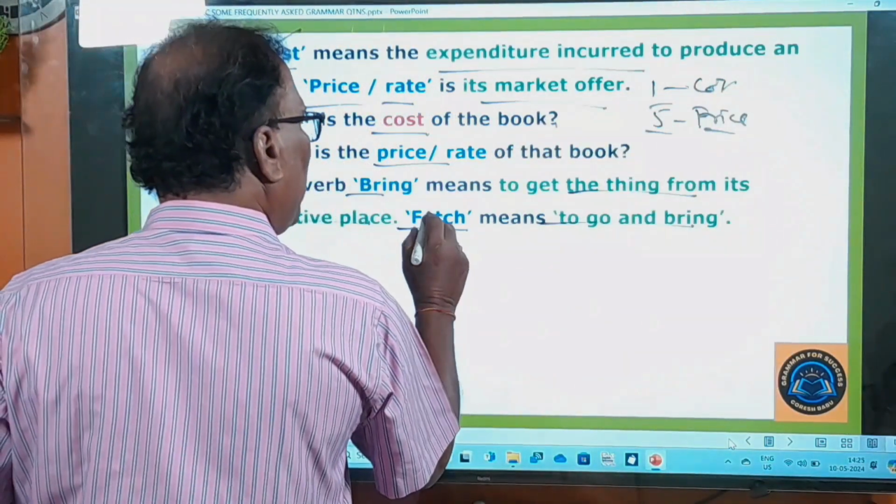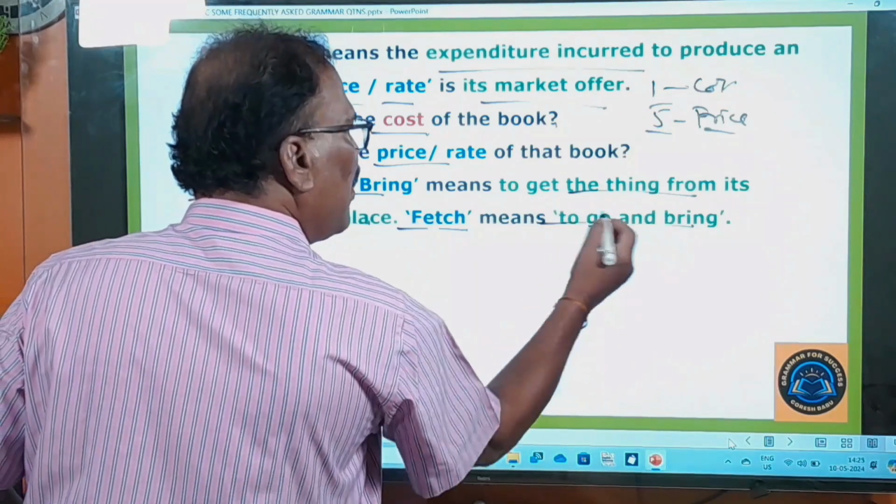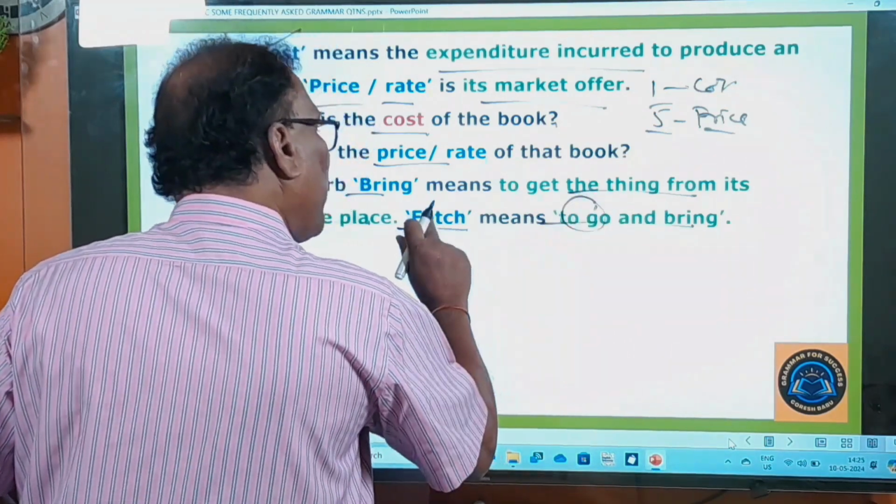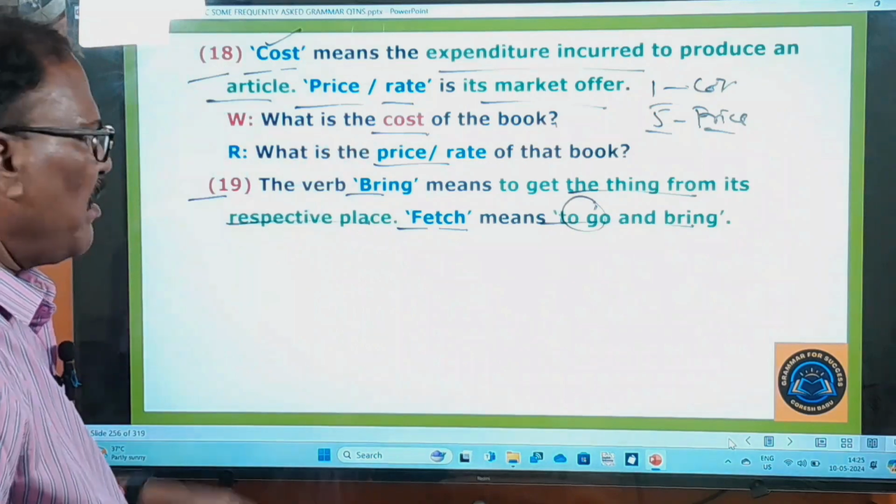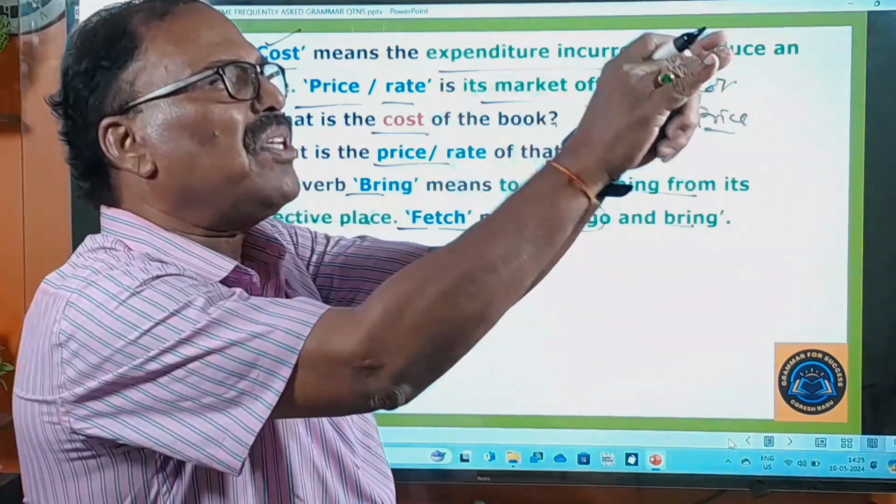So bring in this verb fetch, go and bring. This go is there. Therefore, with this, again you should not use go. Fetch means go and bring. పోయి తీసుకురా. That's the meaning.